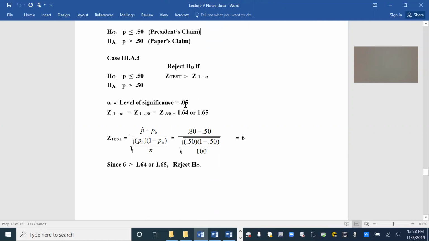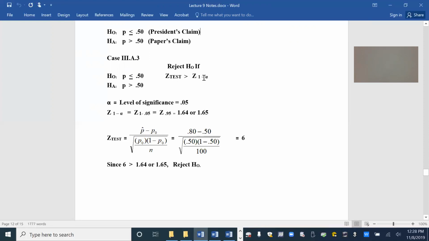I plug in alpha, 0.05 again. When you publish research, 0.05 is the absolute minimum that you can get away with. Most research is published at the 0.01, 0.001, 0.005 level of significance to get good research published in any kind of reputable journal.